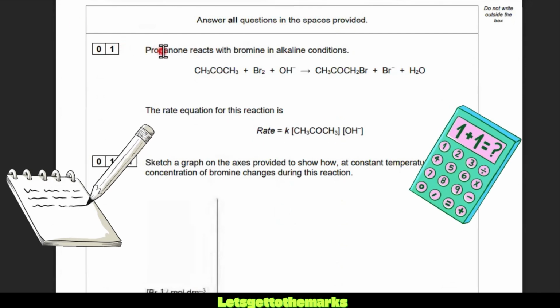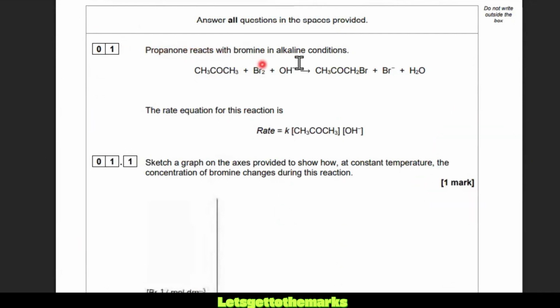So question one: propanone reacts with bromine in alkaline conditions. We have the equation here, CH3COCH3 + Br2 + OH- goes to CH3COCH2Br + Br- + H2O. The rate equation for this reaction is rate = k[propanone][OH-]. Sketch a graph on the axis provided to show how, at constant temperature, the concentration of bromine changes during this reaction.